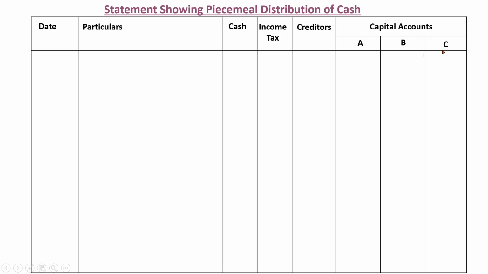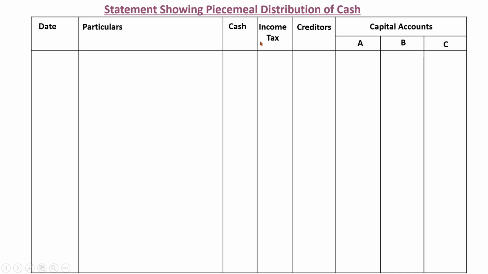For that we have three columns. So in all, in this statement, eight columns are there, right? And you must have observed here that we need to decide the order of payment at the beginning itself. Because after date, particular, and cash, we need to decide whom to pay the cash, and accordingly we need to prepare that column or give the order accordingly.